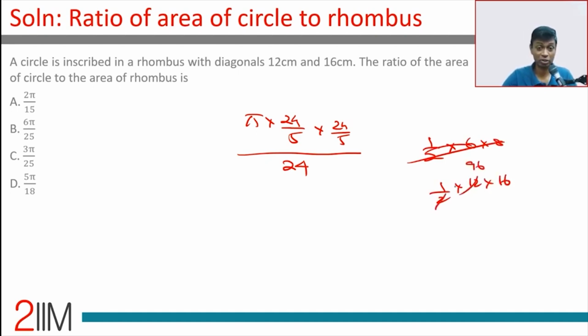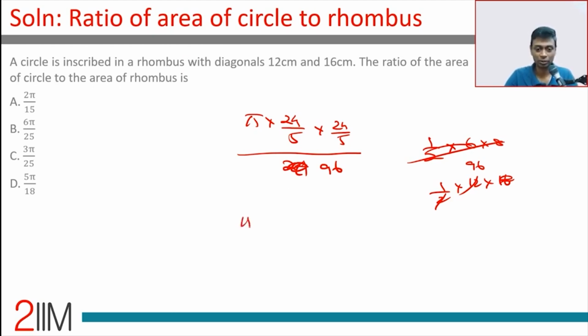96. I made a mistake there, which is why I was worried none of the choices are matching. Thankfully, the choices are available for this one. It is 96 and not 24. I took half of the diagonal. It should be half into d1 into d2. I did half into d1 by 2 into d2 by 2.